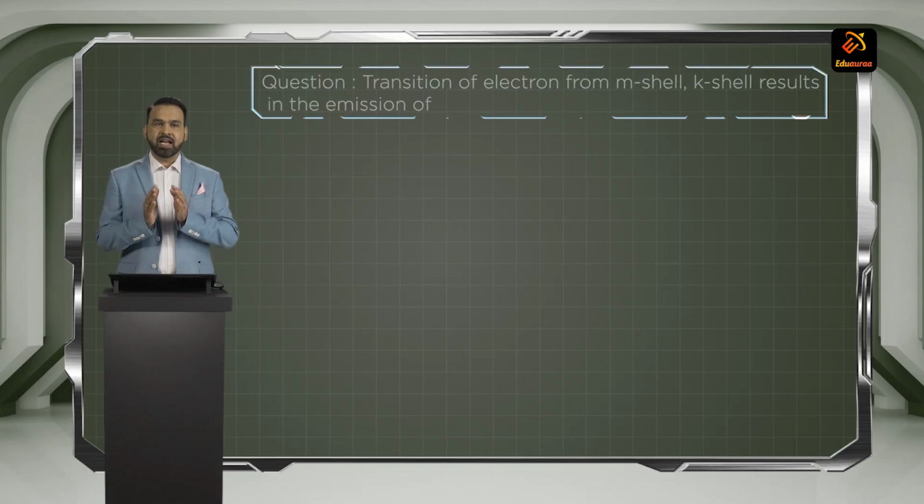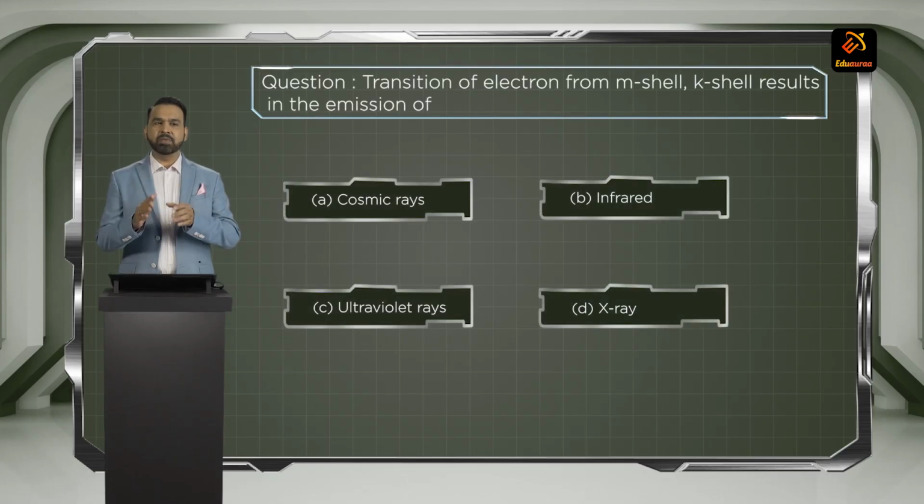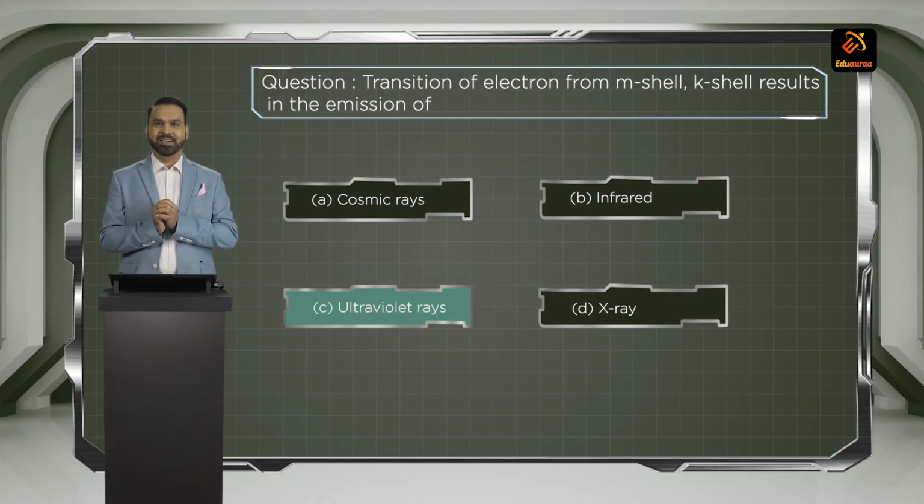Next question. Transition of electrons from M shell to K shell results in the emission of. M shell is the higher shell, K shell is the lower shell. So transition of electron from higher to lower results in the emission of ultraviolet radiations or ultraviolet rays. Choice C is the correct answer. Okay, moving to the next question.